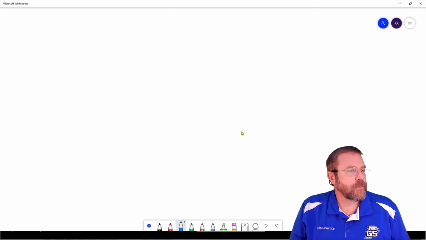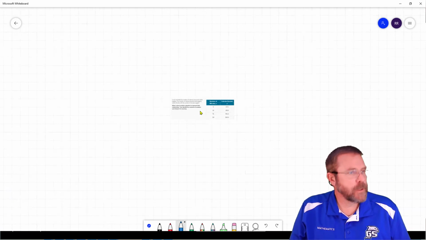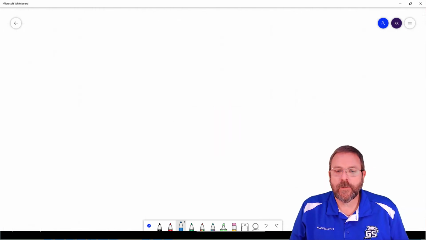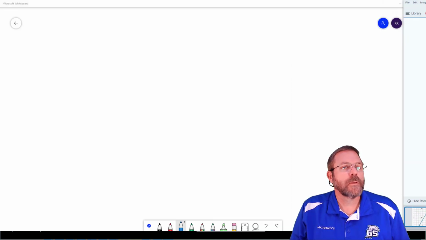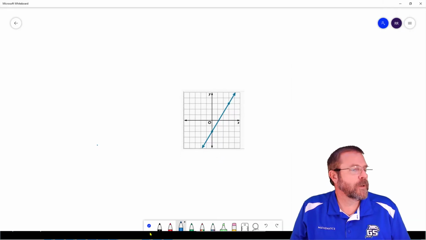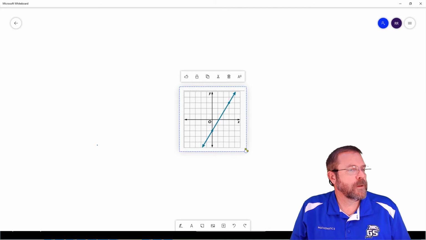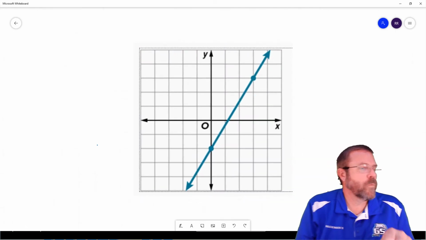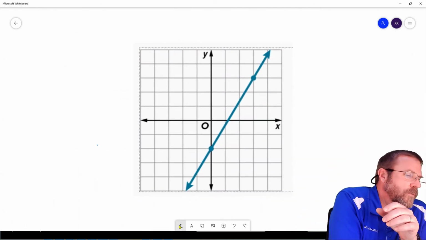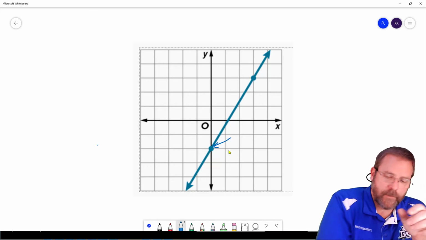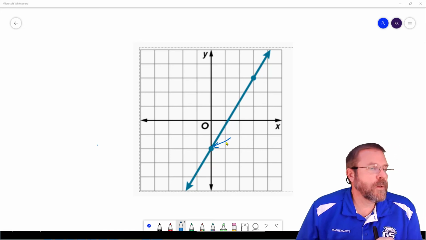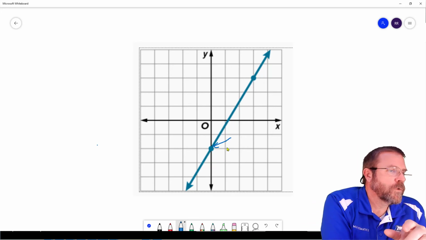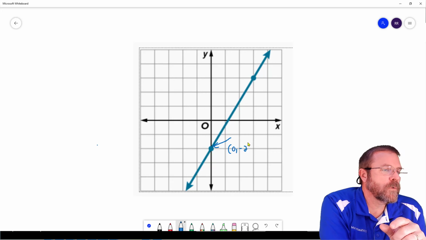So I'm going to get ourselves some open real estate, and nope, didn't copy right. Hold on, we're almost there. Copy that thing and paste it right here. And from here we can see that we have a y-intercept, which is going to be right there. Now that means the y-intercept's value is going to end up being a -2, and of course you would write the ordered pair as (0, -2).